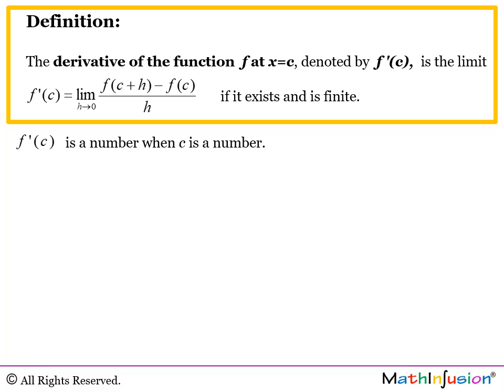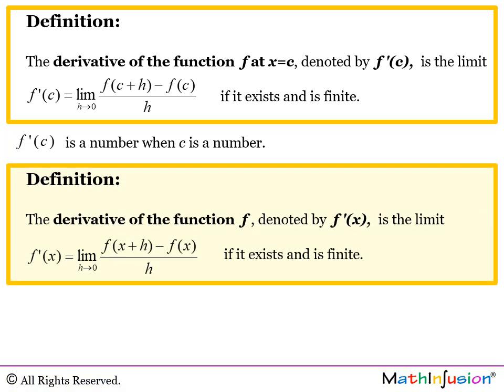f prime c is a number when c is a number, because again, it is the slope of the tangent line. So it's a bit more interesting to find the derivative of the function, which is not just a number. So here is the definition of the derivative of the function f, which we denote by f prime x. It is the limit of f of x plus h minus f of x over h when h approaches 0, if obviously it exists and is finite. So if you see, this is going to be a function of x.